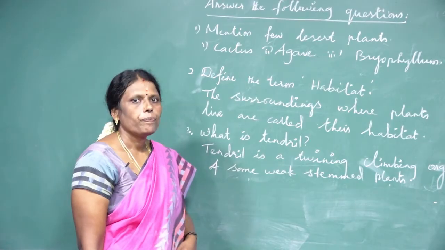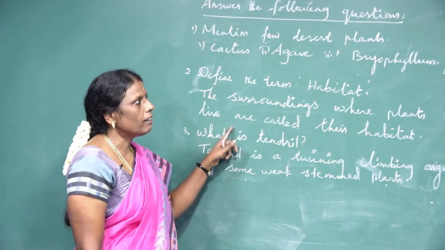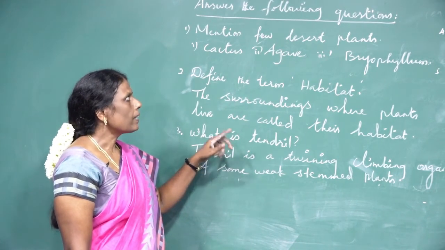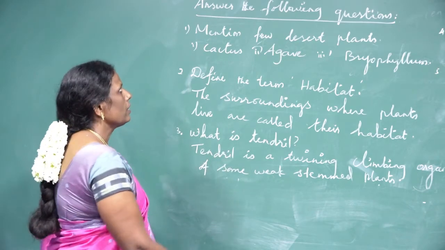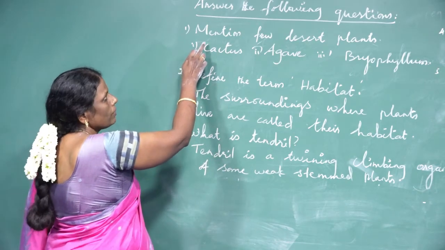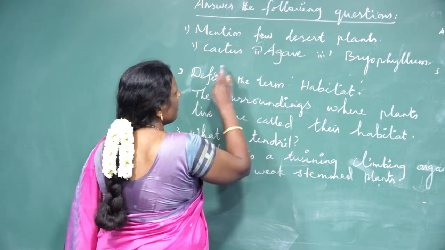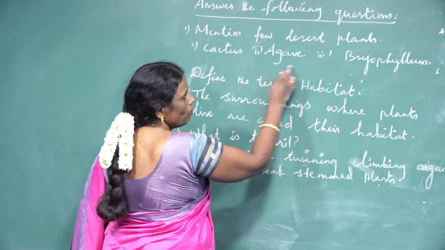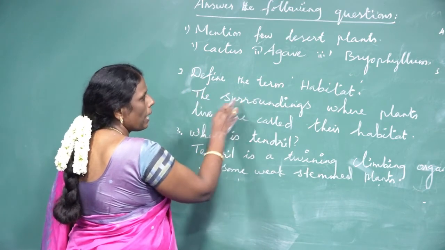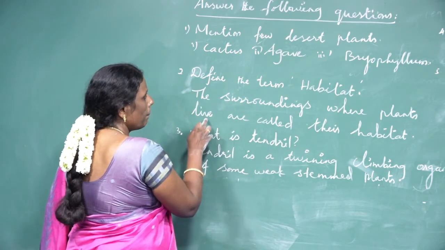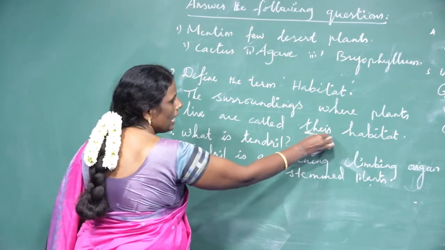Okay. Listen, children, I am giving here five questions. After completing that, take your biology class note and copy down without a mistake. See the first question. Mention a few desert plants. Cactus, agave, bryophyllum. See the second question. Define the term habitat. The surroundings where plants live are called their habitat.